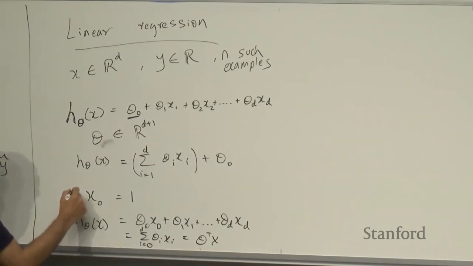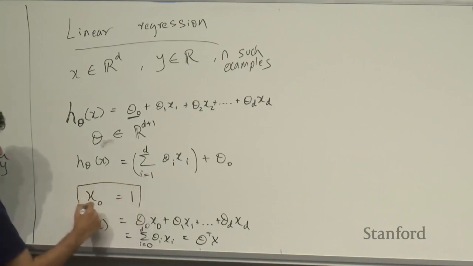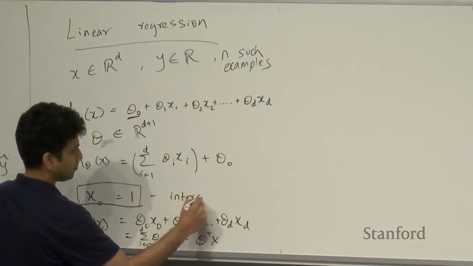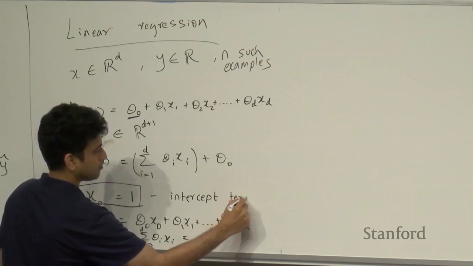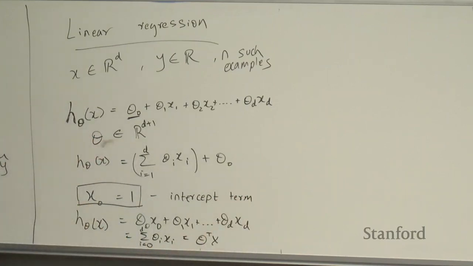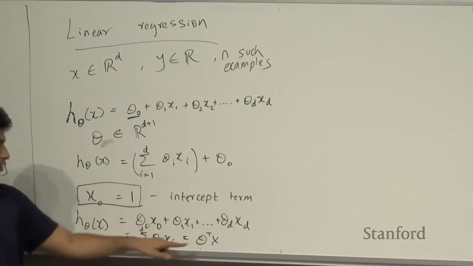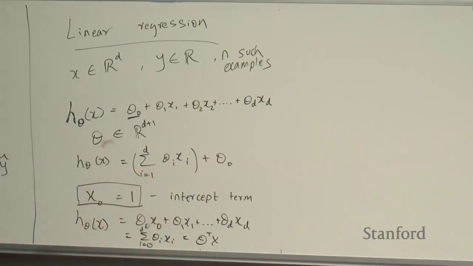This additional term that we include in all our examples, where we just set it to 1, is also called the intercept term. And this is mostly just for notational convenience, right? There is absolutely no difference between this version and this version, except for notation. Here we have an annoying extra additive term. Here there is no annoying extra additive term. It's just a notational difference.